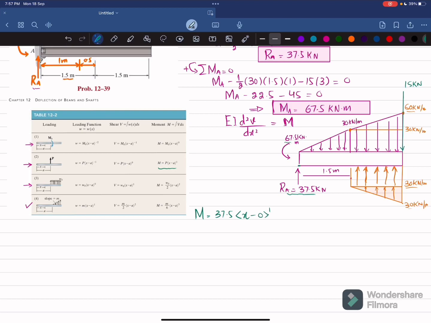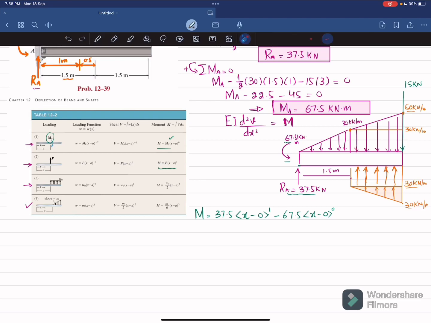Now we'll take this moment, and that is the moment equation will be this one. Okay. So since this moment is clockwise, this is positive. So here the moment is counterclockwise, so it will be negative. So minus 67.5 into X minus A, which is also again 0, because the moment is acting over here. So A will be equal to 0. So X minus 0 power 0.